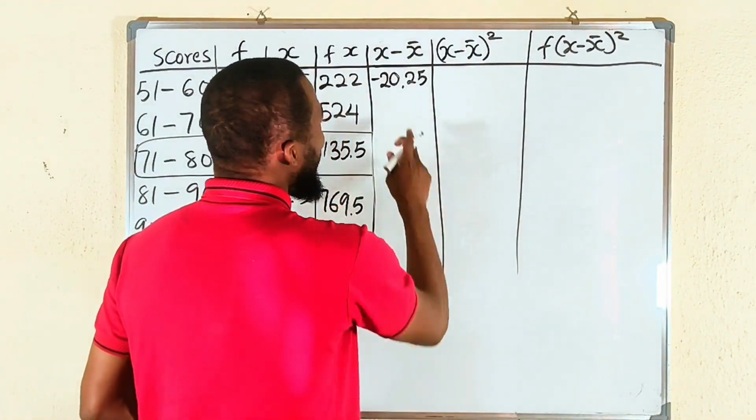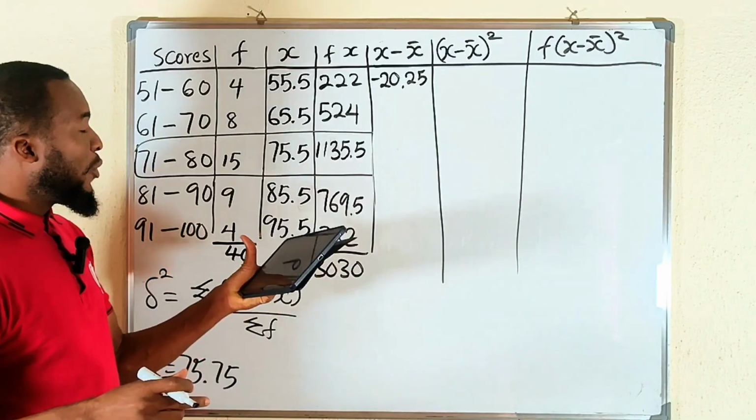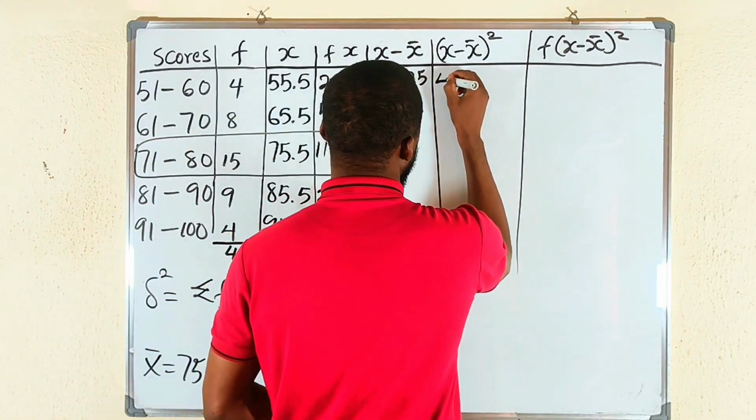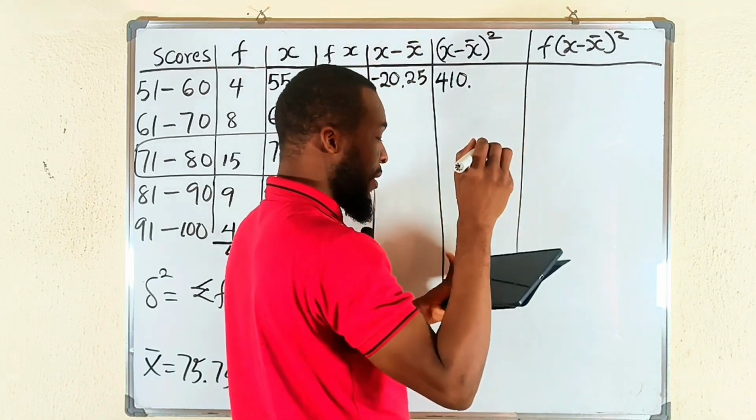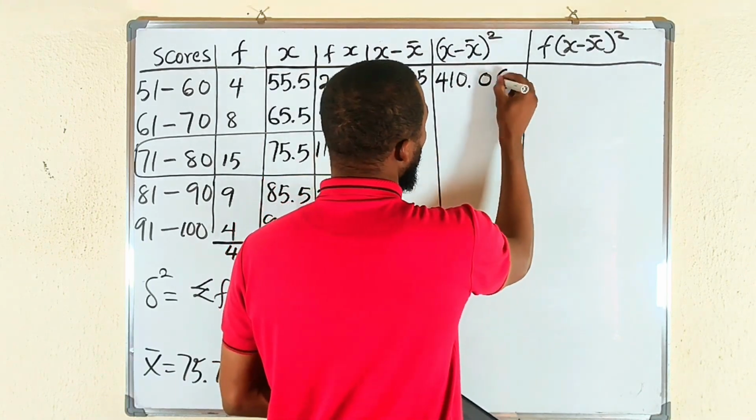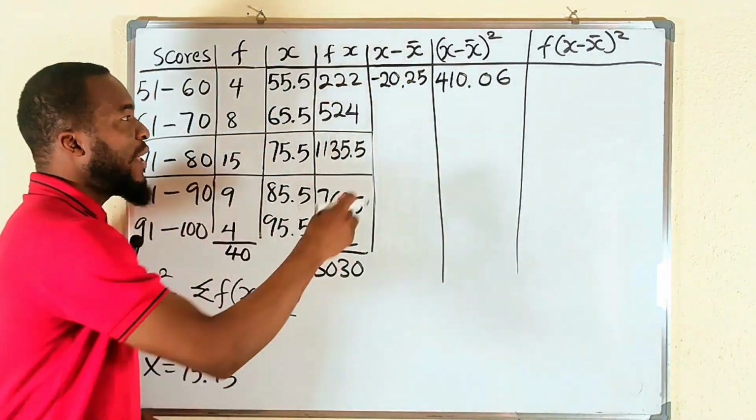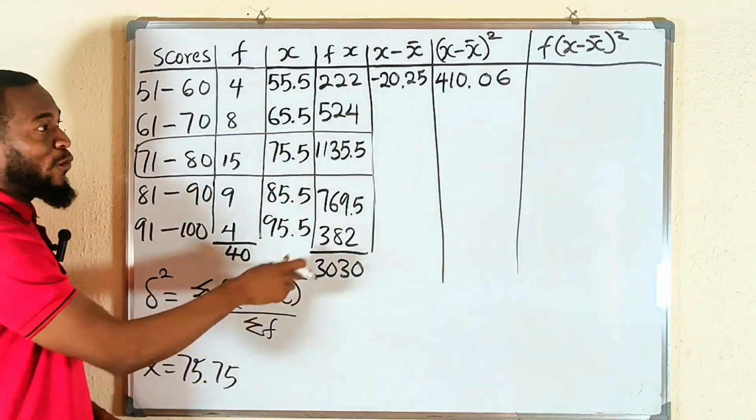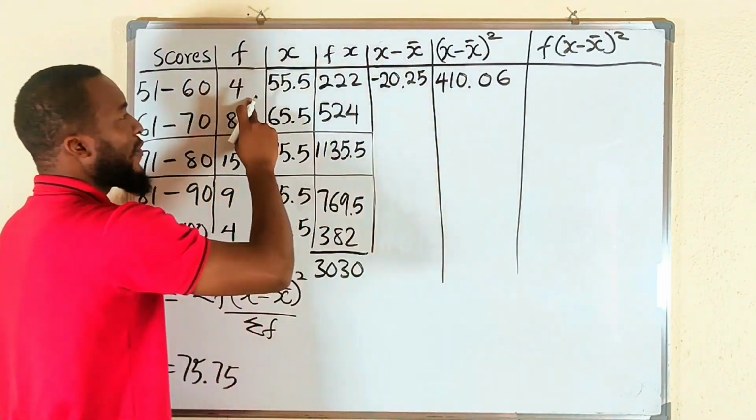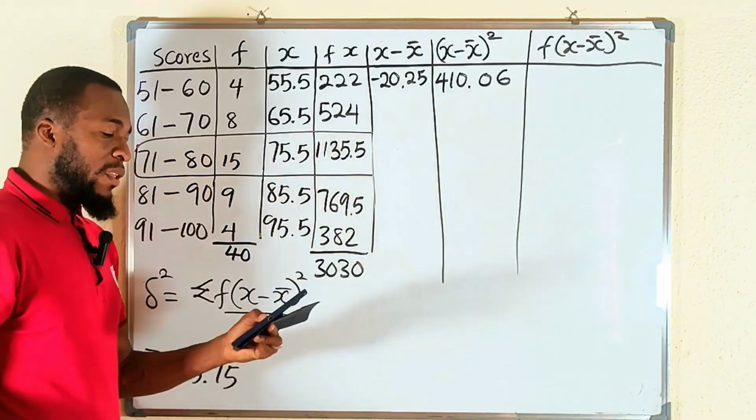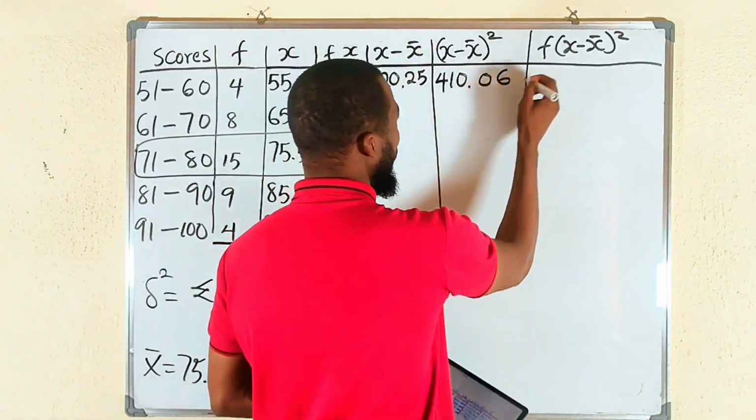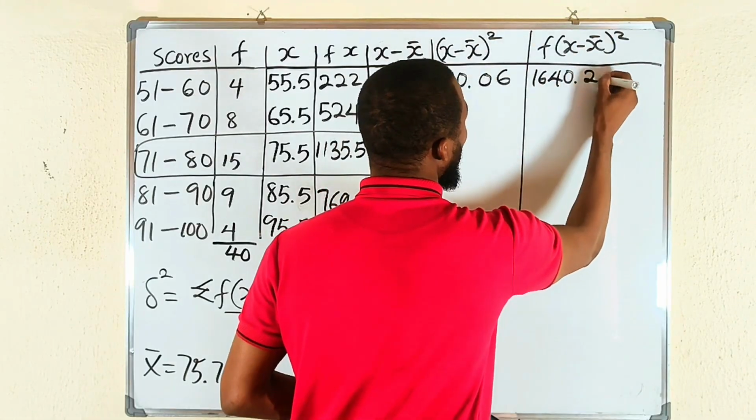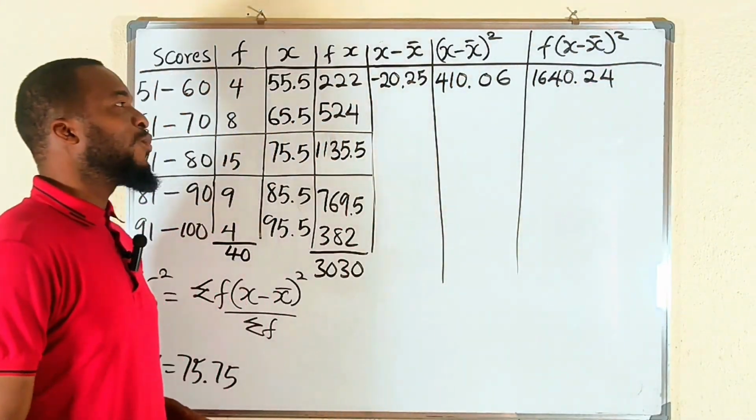So if you square this number, negative 20.25, you're going to get 410.06 in 2 decimal places. Then you take this number again, because we are going to get the whole of f of this one. So this times f, 4 times this number is going to give us 1640.24 in 2 decimal places. We are done with the first one.